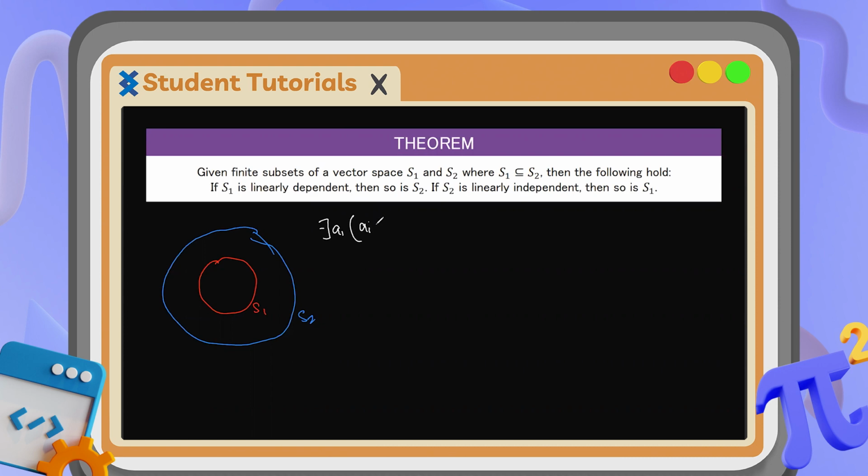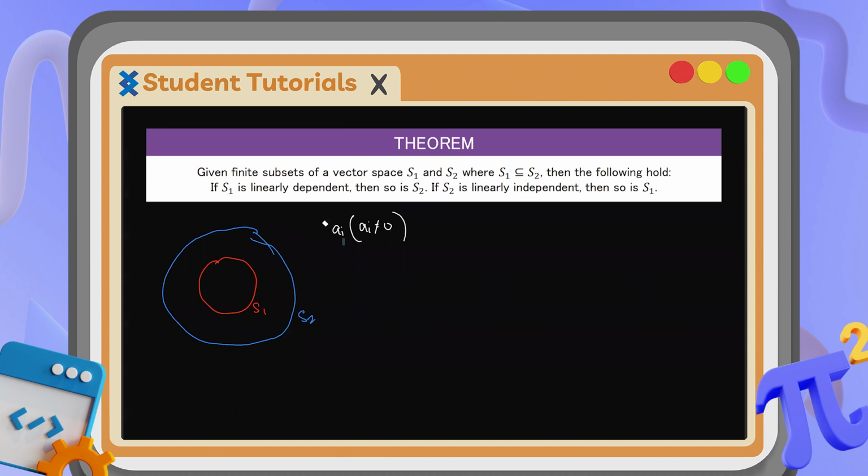that is non-zero in S1. And so if we add to S1 the vectors inside S2 but outside S1, so basically the vectors around here, then it would be linearly dependent because you still have some vector here that has a non-zero constant. So when you add them all together, it becomes linearly dependent.